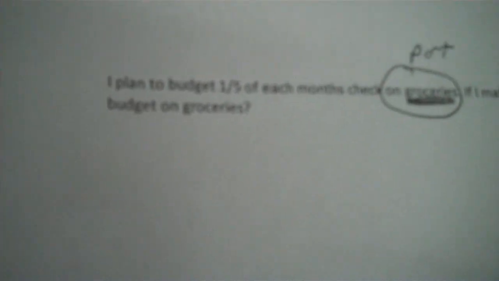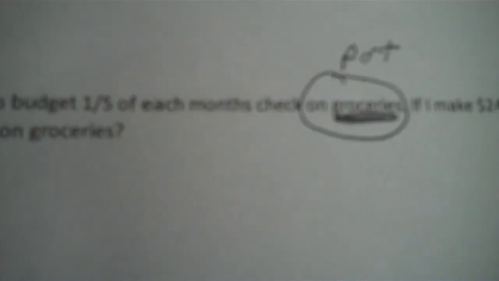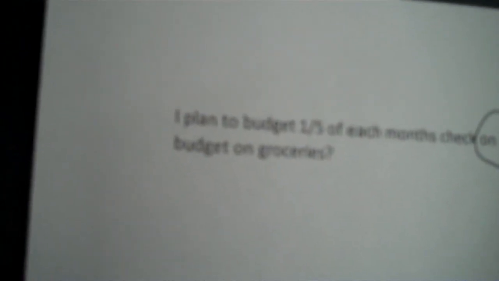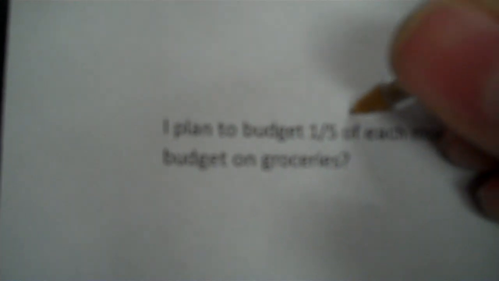Okay, this is a short assignment. You have two problems on the back side. It says I plan to budget 1/5 of each month's check on groceries. If I make $2,400 in a month, how much can I budget on groceries? Now you look at that fraction and you see "of" after it, so you're going to set that up the same way you did the percent ofs yesterday.